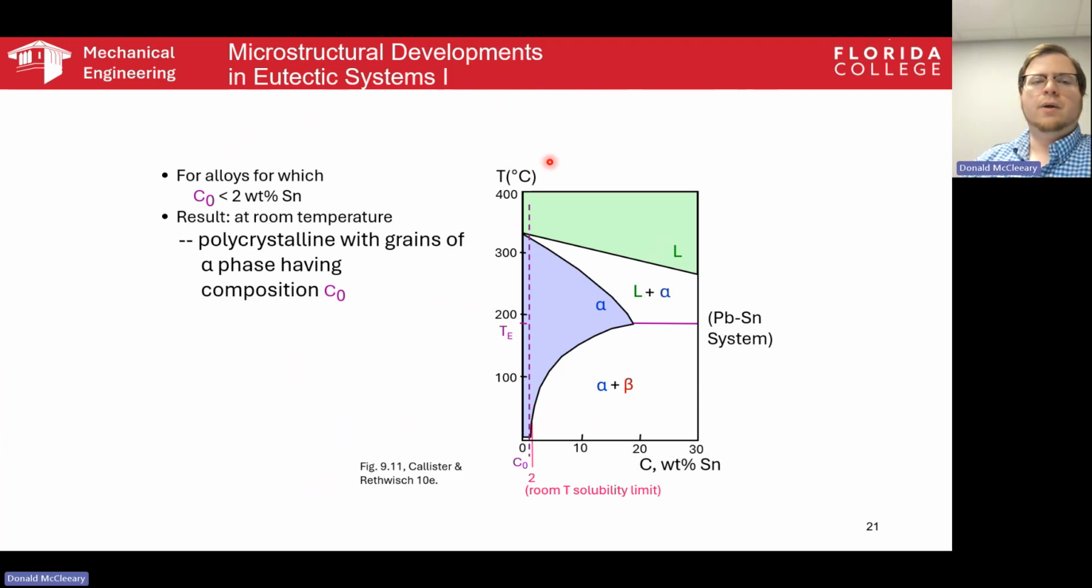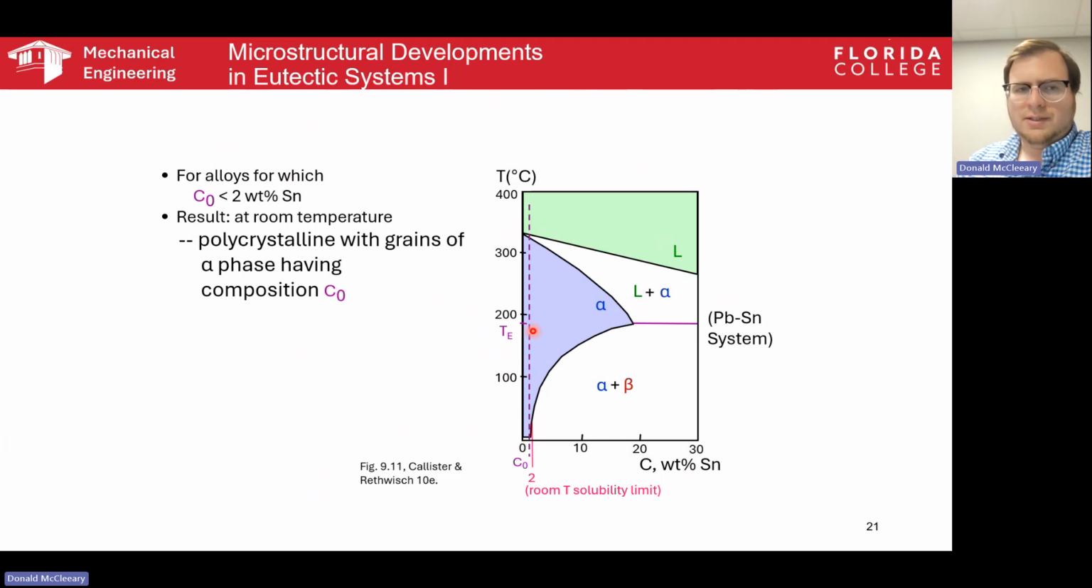Okay. Then we have microstructural developments in eutectic systems. So for alloys at which your concentration is less than 2 weight percent selenium, we're talking about little tiny amounts. You'll notice that our alpha phase region has gotten a lot sharper, and Pikachu's ear is now much more horizontal than it was before. That's because we've zoomed in to this side of the graph.